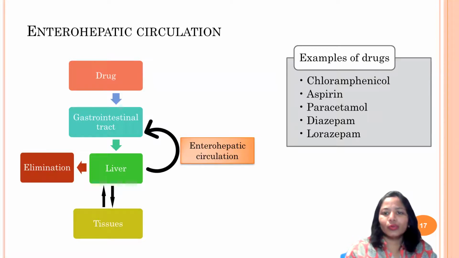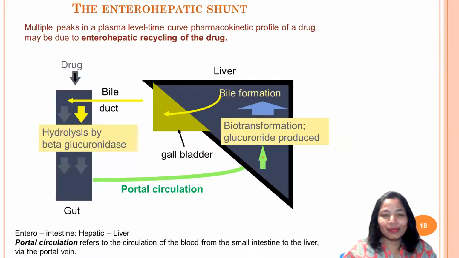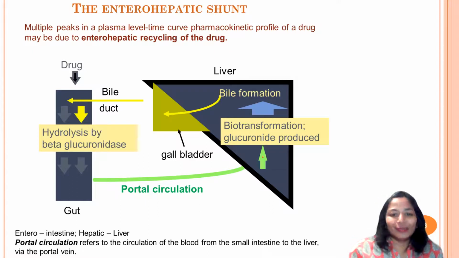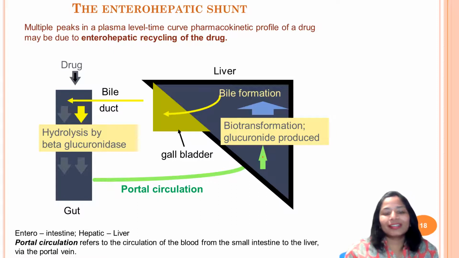What are the drugs which do follow this method? Chloramphenicol, aspirin, paracetamol. Let's look at another example over here. Same thing we were talking about in the previous slide. Multiple peaks in the plasma level time curve in the pharmacokinetic profile of a drug can be due to enterohepatic cycling of the drug. What is this? The drug enters and goes into the gut, then it moves off again into the liver, then comes back through the bowel to the gallbladder from the bile duct. Entero means intestine and hepatic is liver. That is why it is called the enterohepatic shunt.